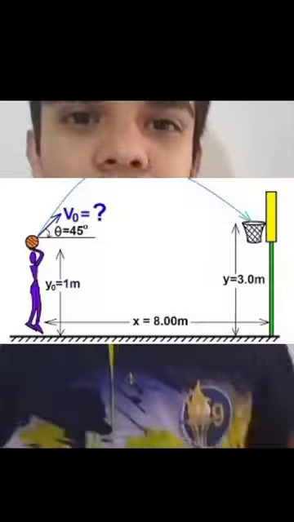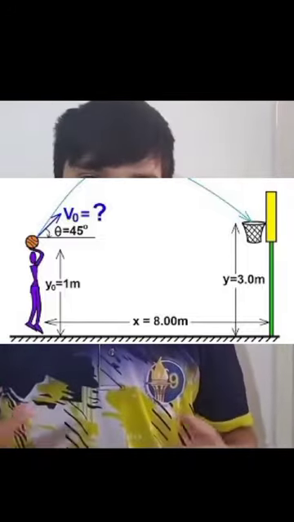A horizontal projectile is an object launched with an initial velocity in the horizontal direction, but with no initial vertical velocity. This means that, at first, it has no upward or downward speed, only forward. So, what happens next? Horizontal motion.